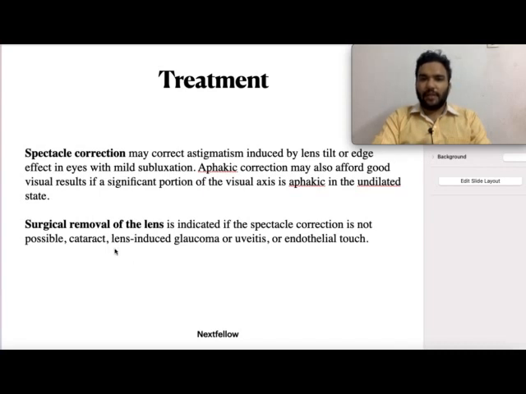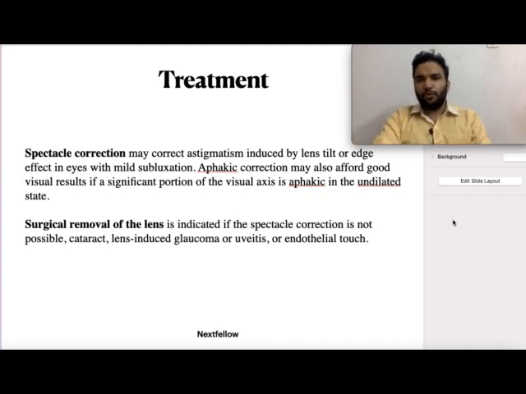And in case of cataract along with ectopia lentis, we remove the lens. If there are any other issues like endothelial touch or any glaucoma, uveitis, or any complication this lens causes, then we will surgically remove it and then place a secondary IOL. We will place either iris claw or scleral fixated IOLs, like that. Not the normal lens, because we have to remove it with the bag.